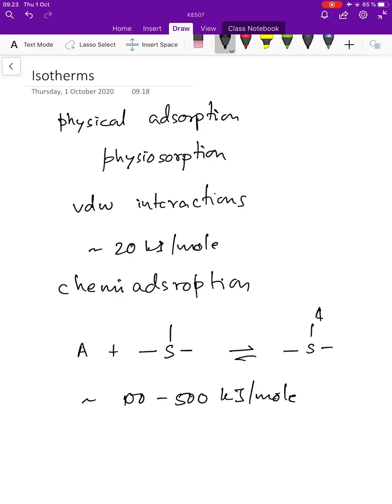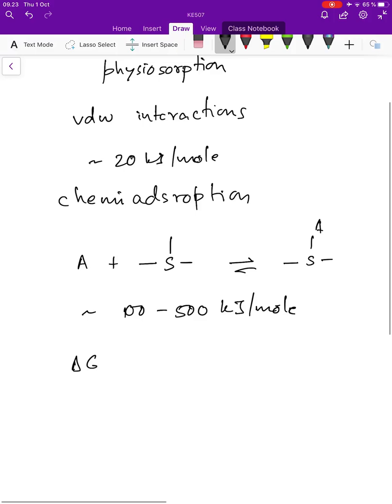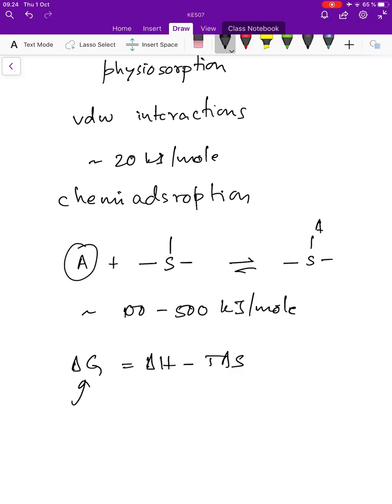Now, usually heat is released. The reason this occurs is because since adsorption is a spontaneous process, the change in Gibbs free energy must be negative. Now, the adsorbent, which was free in solution or in the gas phase, is now adsorbed on the surface, and therefore there is a large loss of entropy for the adsorbent. This negative change in entropy must be compensated by a negative change in enthalpy, and therefore these are exothermic reactions.